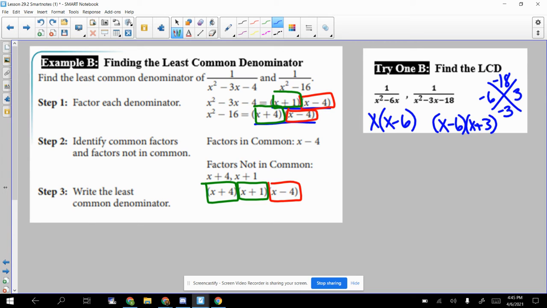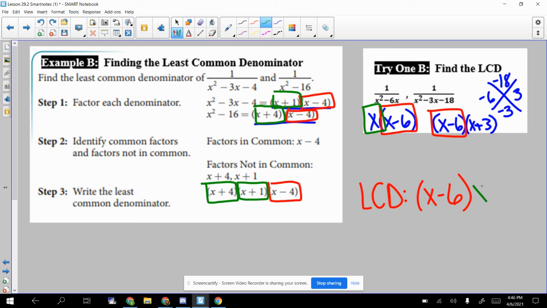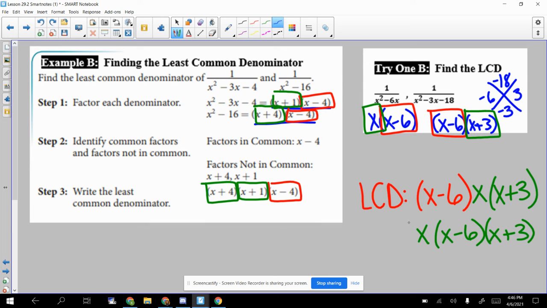Again, you want to first discover which factors are in common. So this is in common with this, meaning they're the exact same. So part of my LCD, my lowest common denominator, is going to be x minus 6. Okay, then what is not in common? Well, we have this x and we have this x plus 3. Now that just looks a little bit funny to me, so I would probably put the x out front, then x minus 6, then x plus 3. But either way, it means the same thing. That would be your least common denominator.